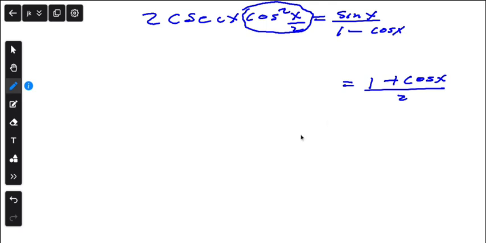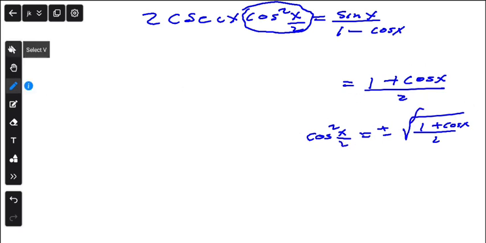Where is this one coming from? You know that cos of x divided by 2 is equal to plus or minus root of (1 plus cos x) divided by 2. Now for us to have this one here, we square it to get cos squared of x divided by 2. So for us to have this one here, we're going to eliminate the root. That's the reason why we are having this one. So that is one thing that we need to understand here.